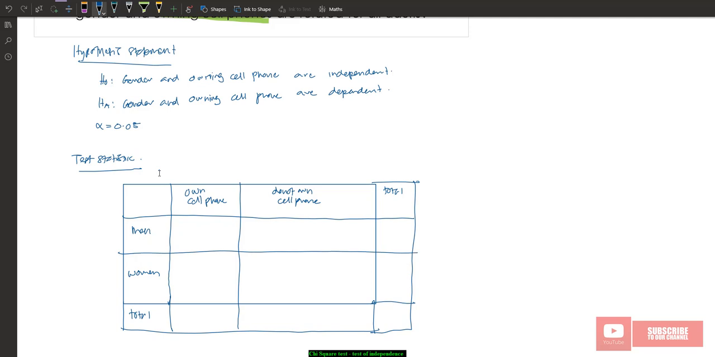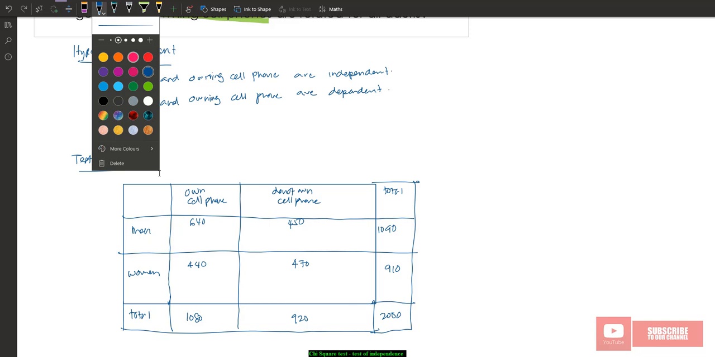The value of frequency for men who own a cell phone is 640. Do not own a cell phone is 450. The total here should be 1090. For women, own cell phone is 440 and do not own cell phone is 470. The total should be 910. The grand total should be equal to 2000. The column total for do not own a cell phone is 920. The column total for own a cell phone is 1080.